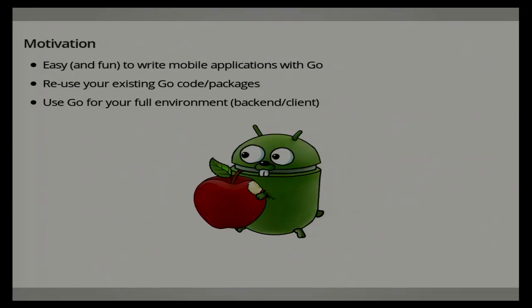The backend may be on Go, and now also your client. So your team could be only Go developers. You don't need to hire Java or iOS developers. They should have known this all along. How is this possible? Well, this is a very interesting topic.